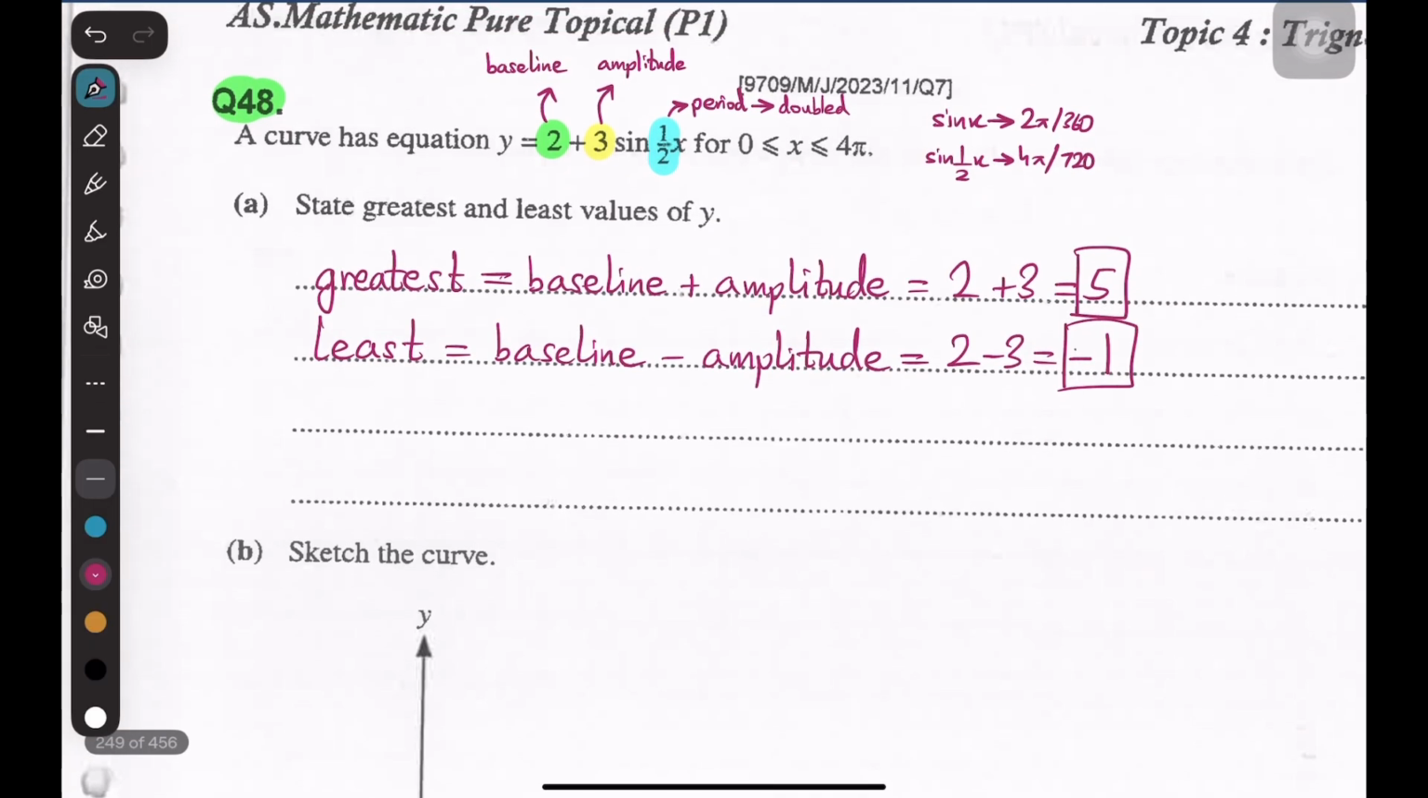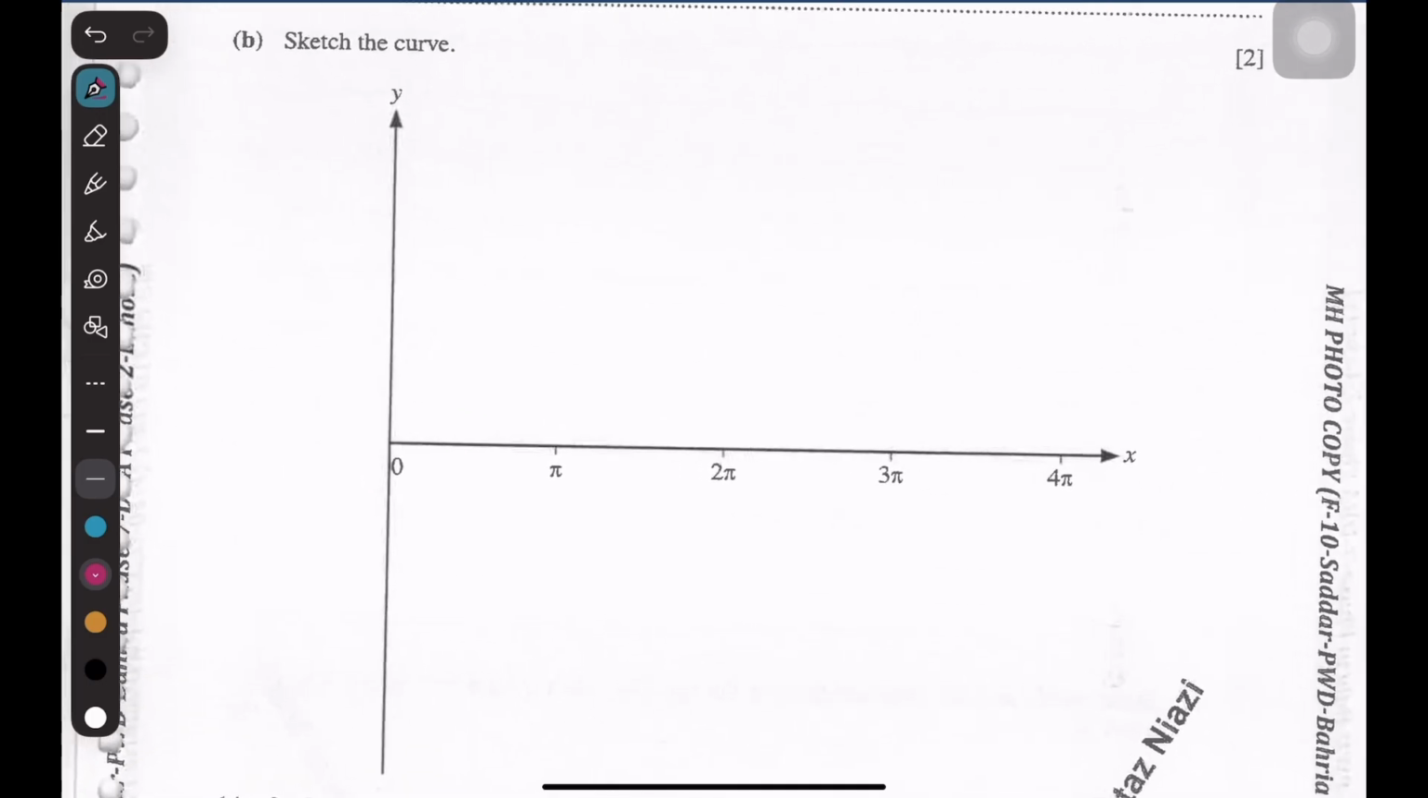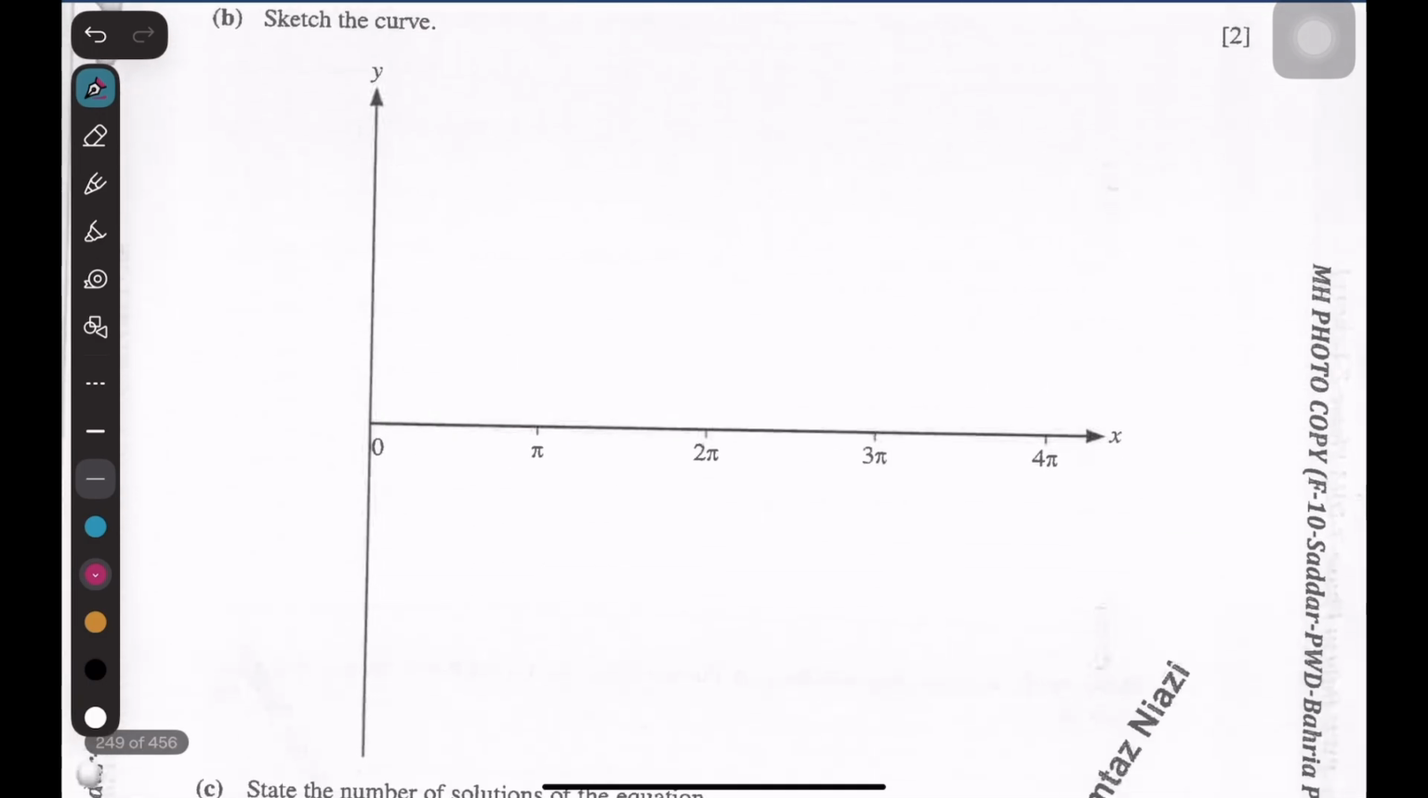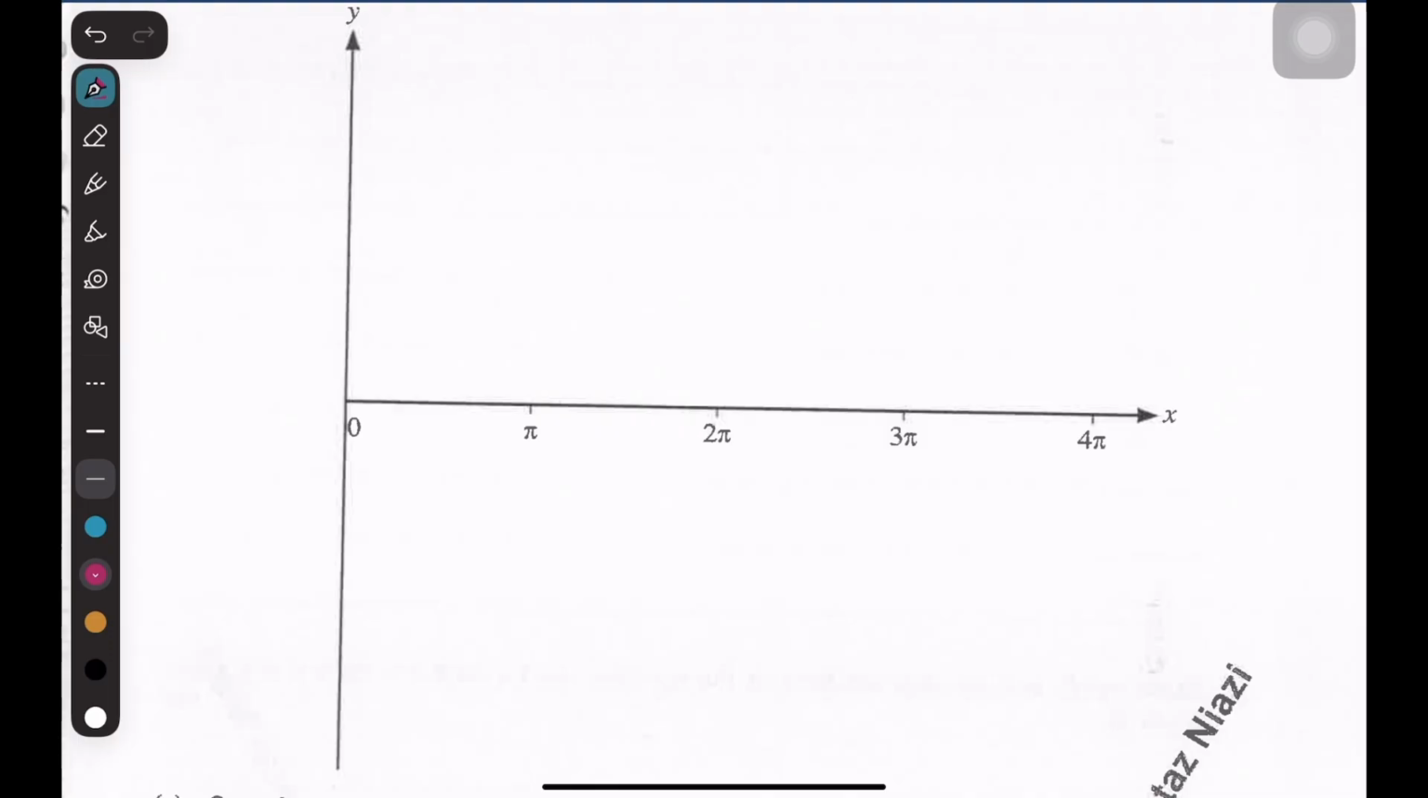That's the first thing. Second thing is that our baseline is going to be at 2. And then our maximum value is 5 and minimum is negative 1. So let's label the axes accordingly. So let's get a ruler out. Where's the ruler? There's been an update, I don't know where the ruler is.